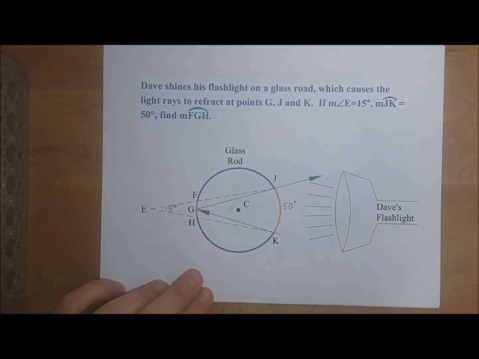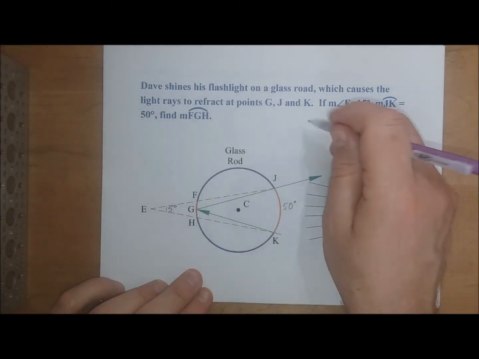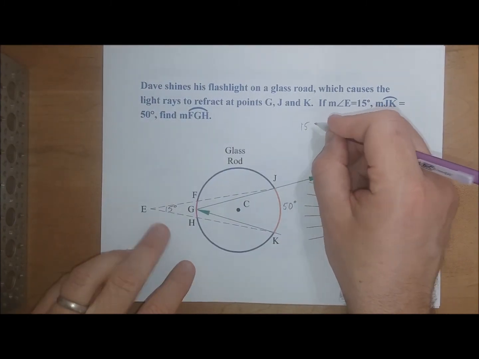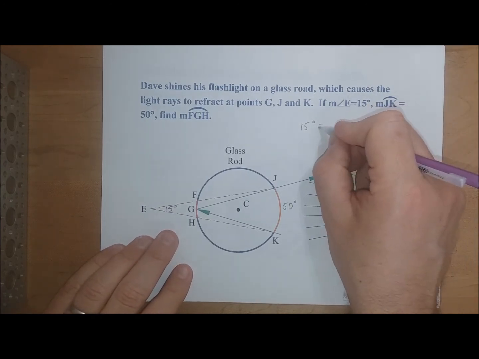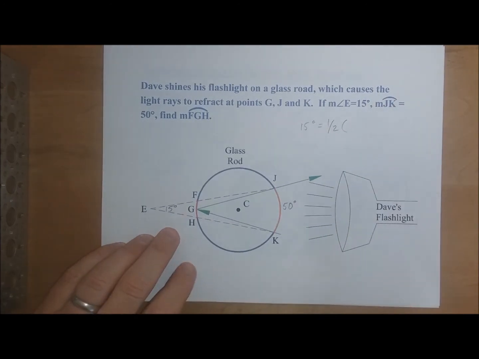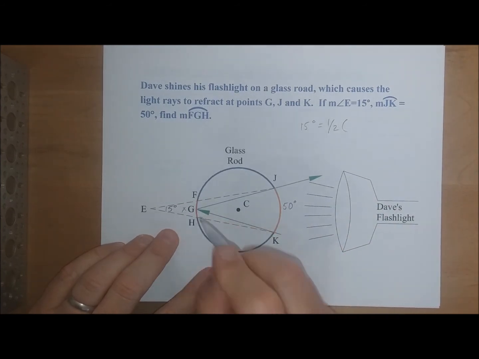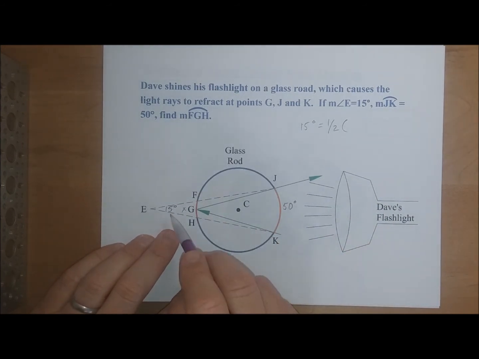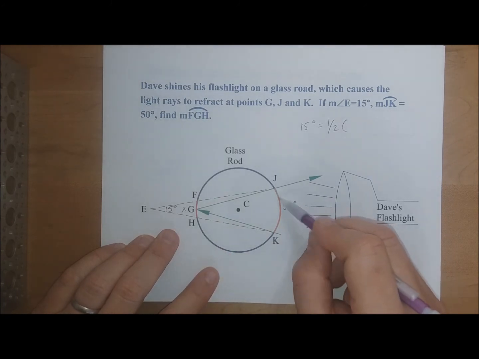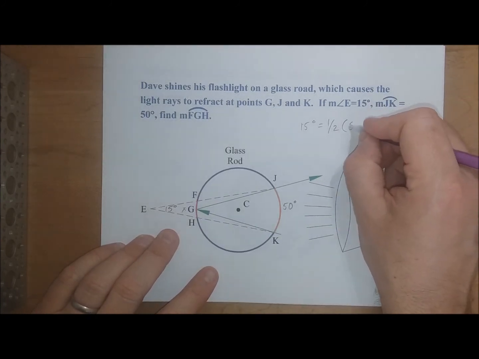Okay, well, that looks like my case of two secants intersecting outside the circle. So I could say that this external angle 15 degrees is going to equal half the difference in the two intercepted arcs. We don't know what this one is. We'll call it x, right? So 15 degrees will equal half of 50 minus x.